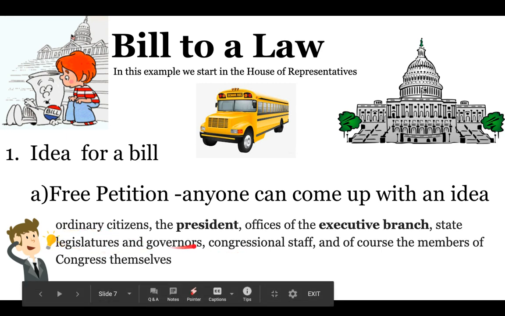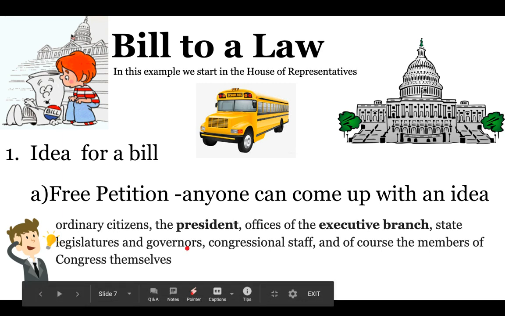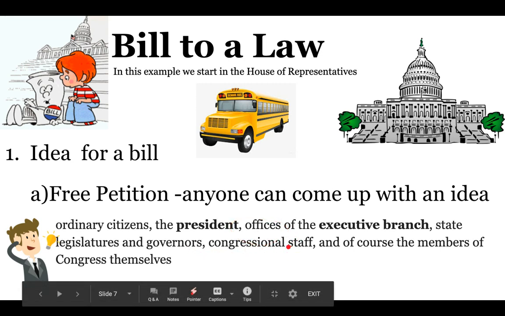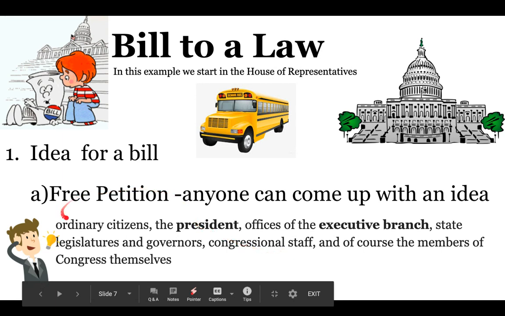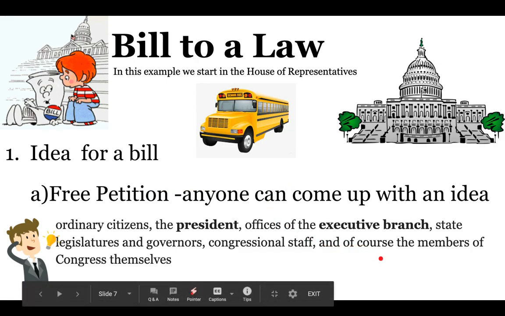It also comes from states, from state legislators and governors. They want a law that they have in their own state, maybe to be a law across the country. Congressional staff. These people are experts that work for all the senators and reps, and they might have some good ideas on how to fix things. So that's what free petition means. It can come from anywhere, but most come from the executive branch, right? Okay.